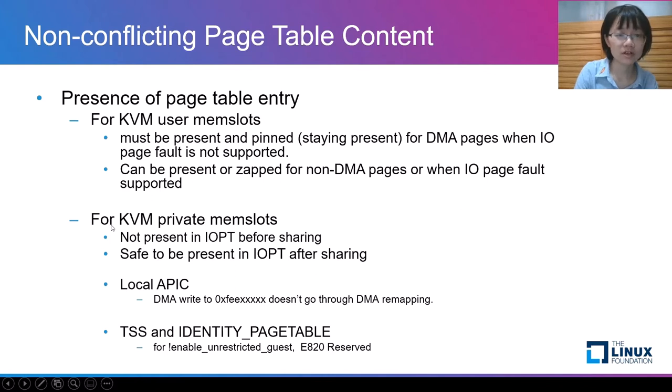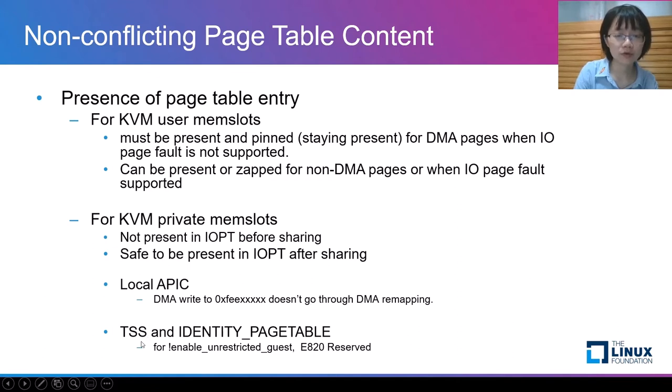When a GFN of a PTE belongs to a KVM private memory slot, this PTE is not present in IOPT before sharing, but it is safe to be present in IOPT after sharing. And currently there are only three private memory slots. The first is the local APIC private memory slot. The DMA write to this GFN range doesn't go through DMA remapping.